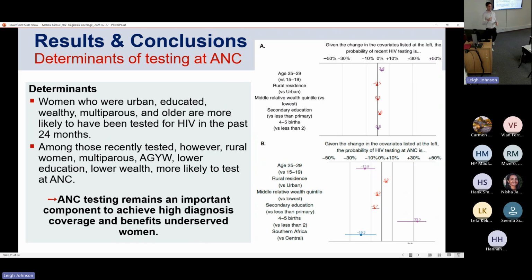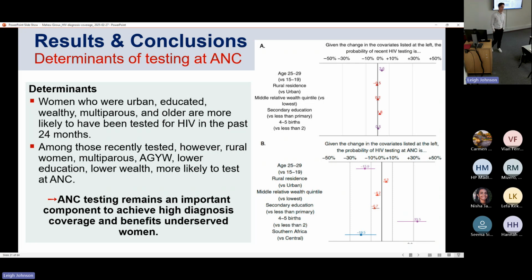But among those recently tested, women who live in rural areas, those who are multiparous, adolescent girls and young women, and those who have lower educational attainment and lower wealth are more likely to test at ANC. So even though there's been massive scale-up of other testing, ANC testing remains an important component, especially in West and Central Africa, and it seems to benefit underserved women as a general rule.